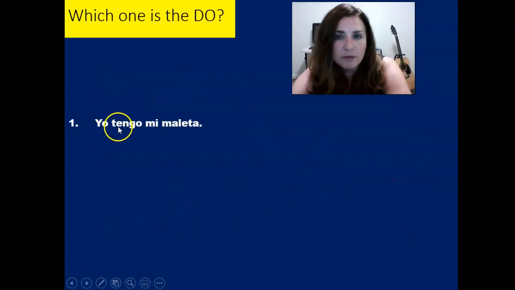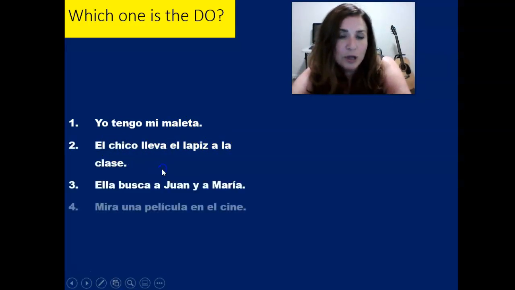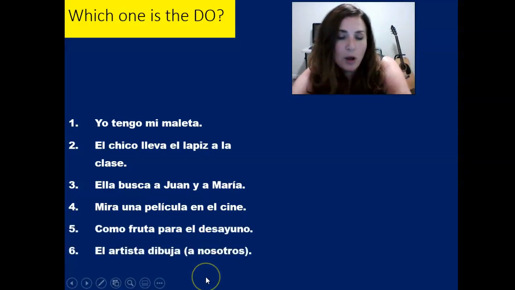You know, this is I have. So what do I have? I have a suitcase. So el chico lleva el lápiz a la clase. Ella busca a Juan y a María. Mira una película en el cine. Como fruta para el desayuno. El artista dibuja a nosotros.